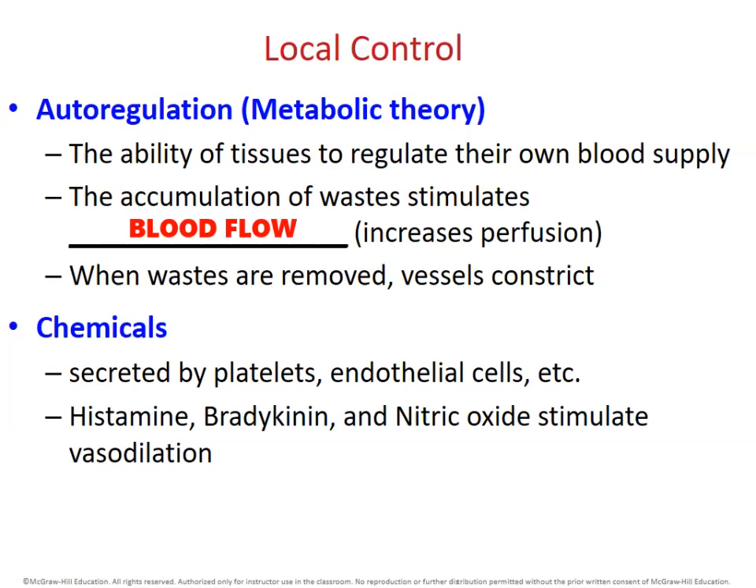So chemically, the platelets and endothelial cells, these are sensitive cells, of course, can regulate histamine. Things like histamine, bradykinin, and nitric oxide can stimulate vasodilation.